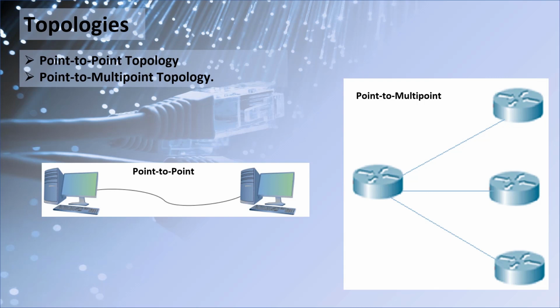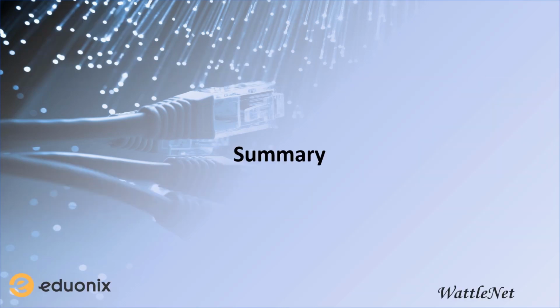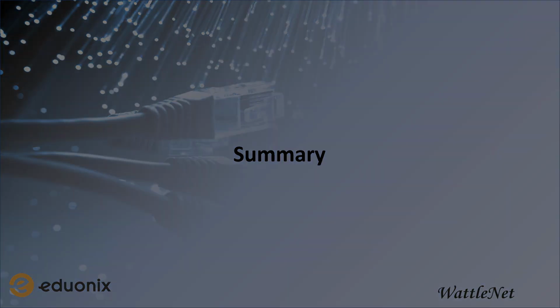So that's it about the topologies, guys. We covered in this session the various types of physical topologies: bus, ring, star, mesh topology, full mesh, and partial mesh topologies. We discussed what is the logical topology and how it is different from the physical topologies. We also covered WAN topologies, point-to-point and point-to-multipoint. So I'll end this session here.